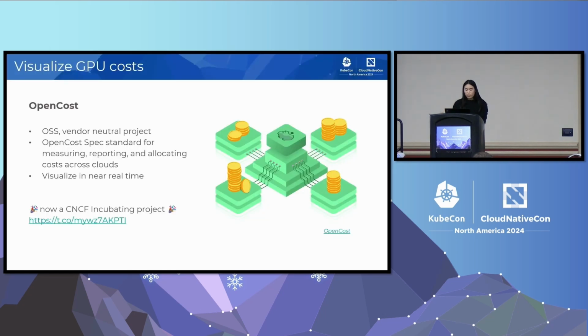Now that we have monitoring in place, we've seen our GPU metrics, let's actually visualize the costs. So here we can use OpenCost. OpenCost is an open source vendor-neutral CNCF project. Actually, just 2 or 3 weeks ago, it was promoted from CNCF Sandbox to incubation, which is quite exciting for the whole community. I know we have some folks in the community here as part of OpenCost. OpenCost essentially provides a standardization and spec for measuring, reporting, allocating, and even visualizing your cluster infrastructure costs across cloud environments.